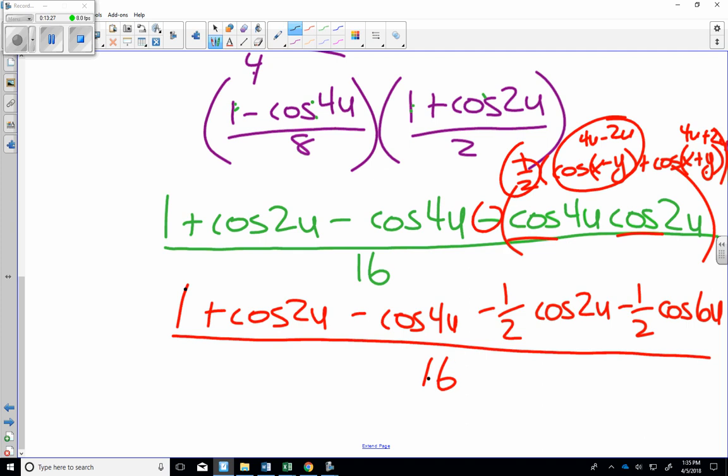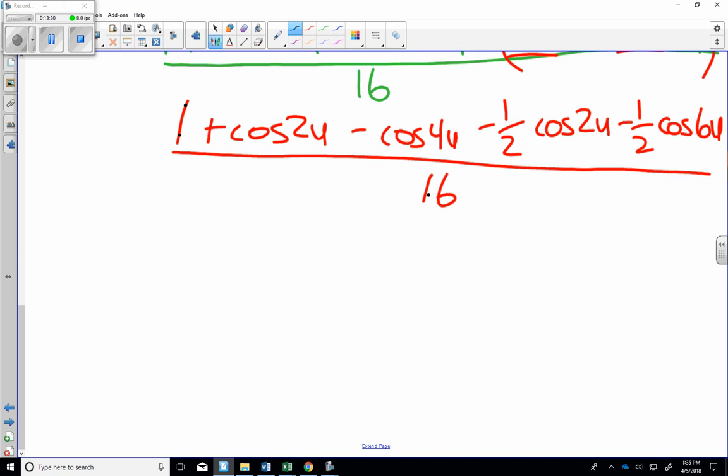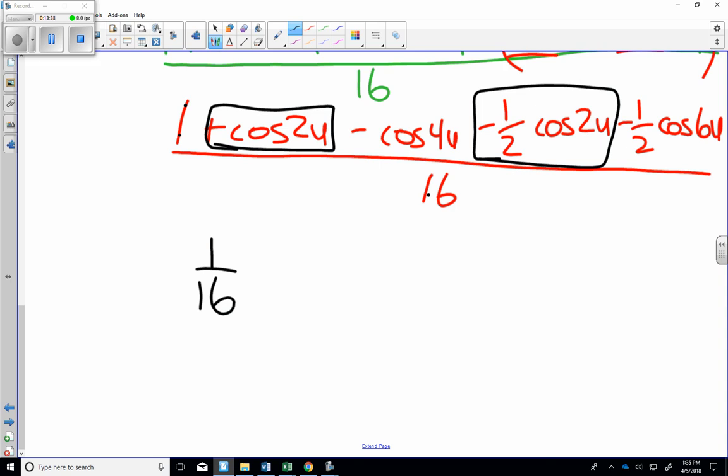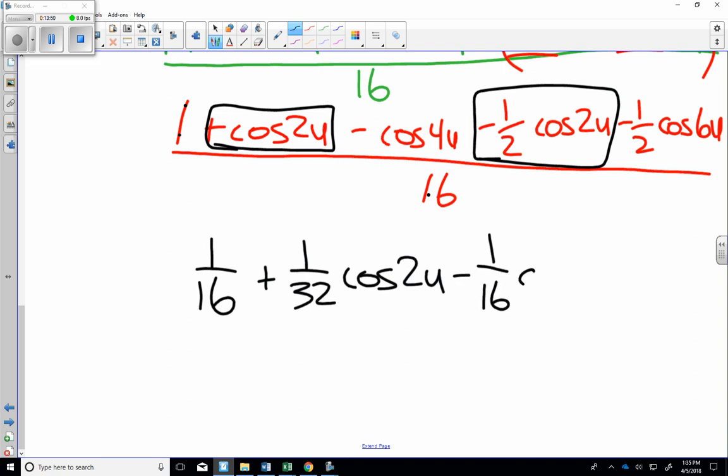Okay, so now you have 1/16. And then you can combine that with this, which 1 minus a half is going to be a half cosine 2u, and then divided by 16 is going to be 1/32 cosine 2u minus a 16th cosine 4u, and then minus 1/32 cosine 6u. And there we have the first power of cosine.